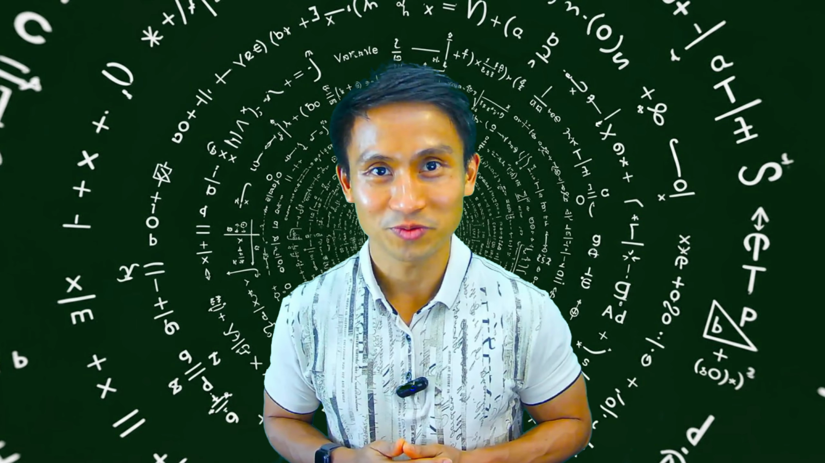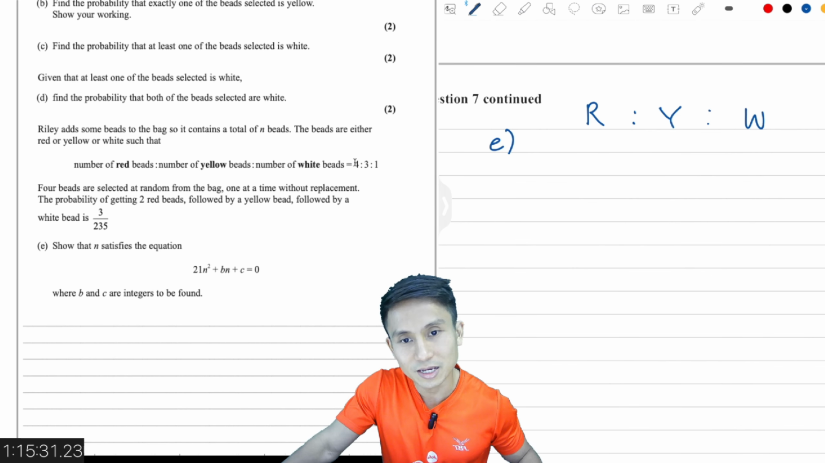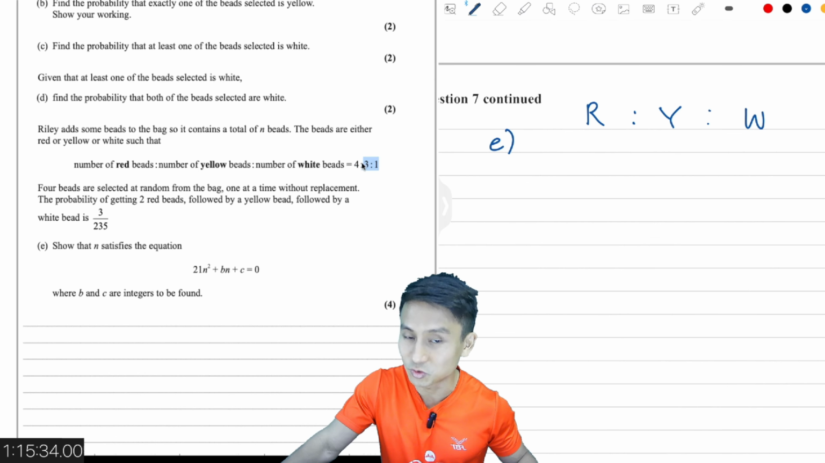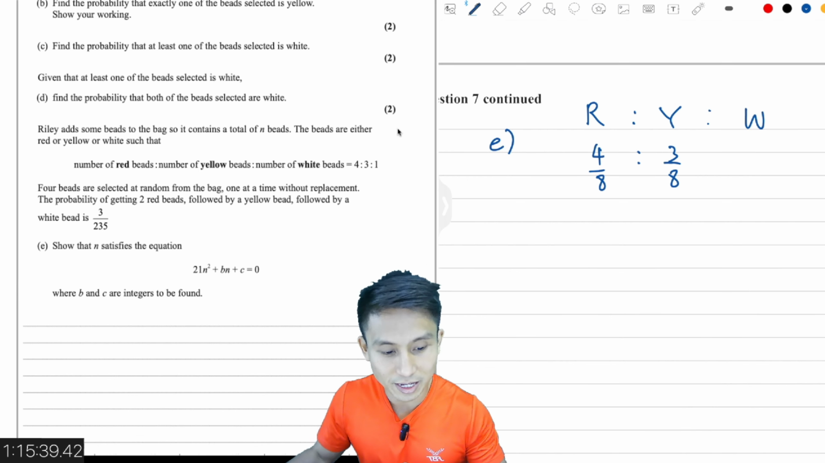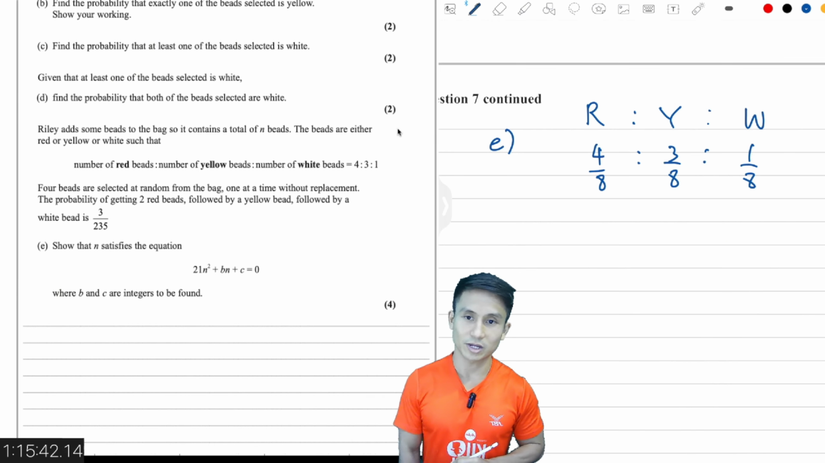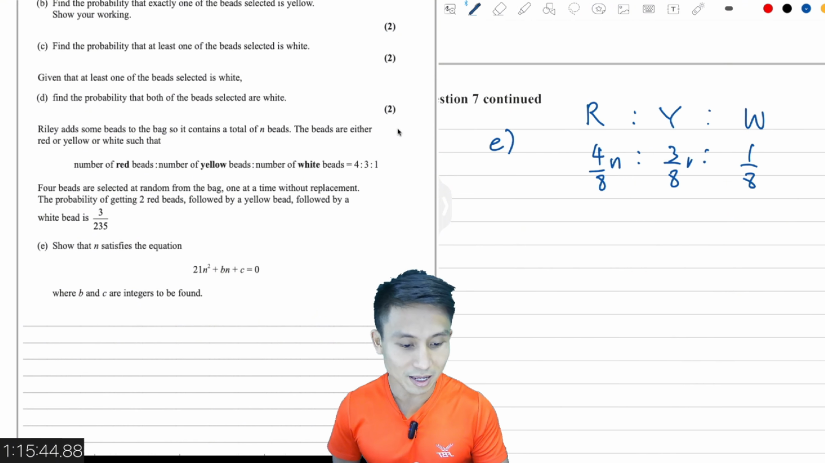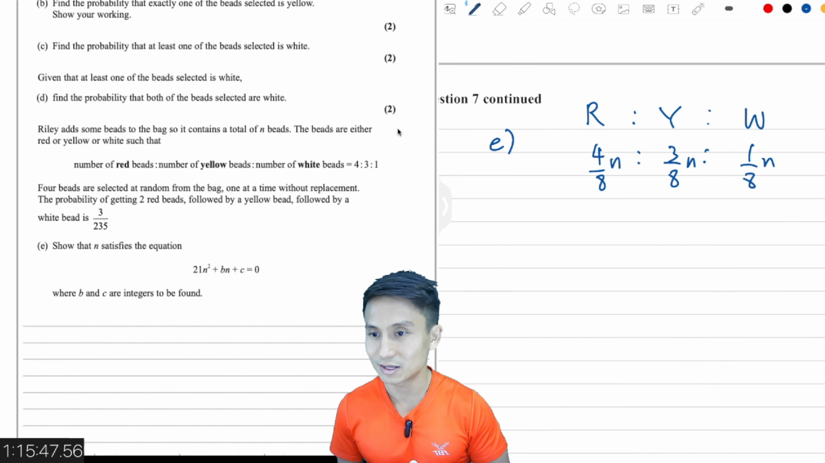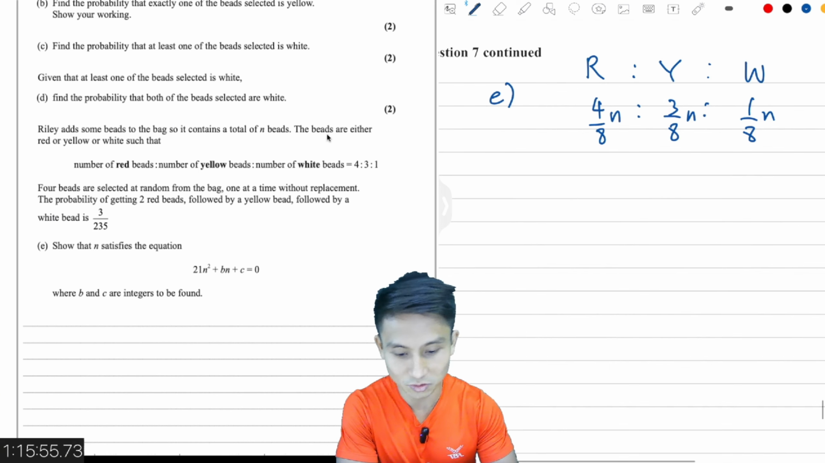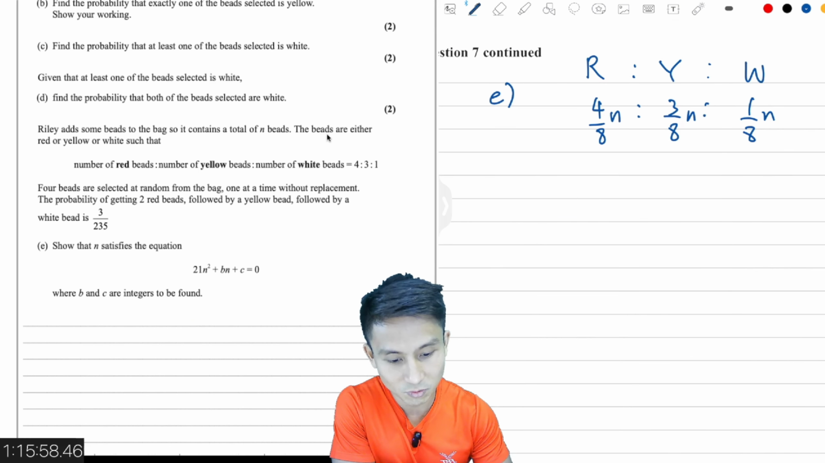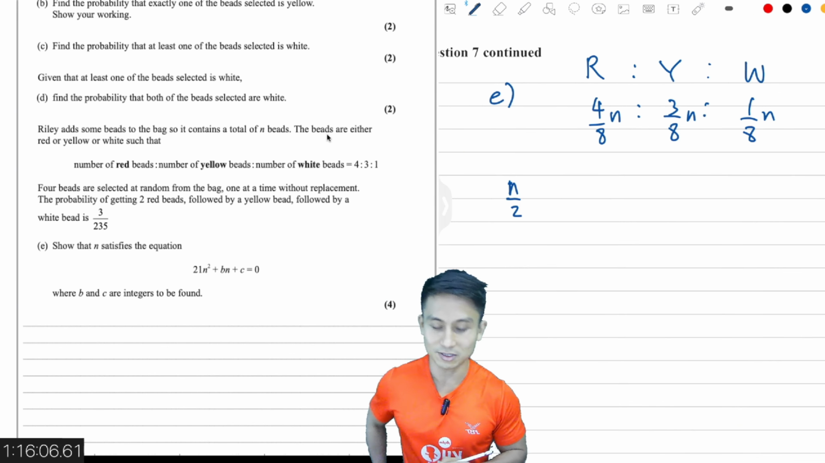Let's get back to the walkthrough. So the fractions here: there are 8 units, yeah? So this is 4 over 8, this is 3 over 8, this is 1 over 8. And you can put n in there, because the total beads is n. You're going to select 4 beads at random. We want the probability of getting 2 red beads first. What's the red bead? It's 1 over 2, so n over 2 here is the number of red beads.